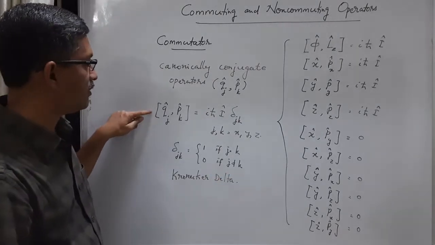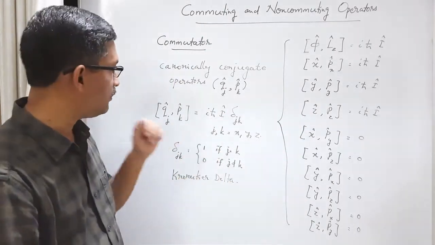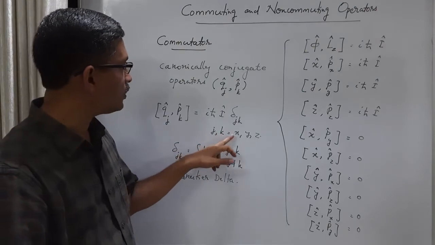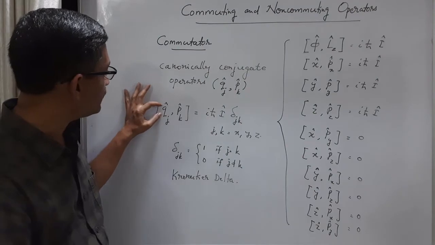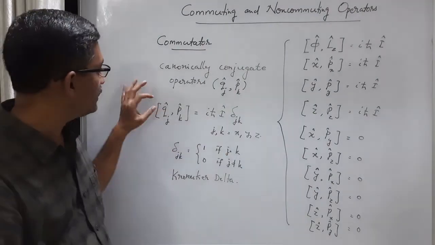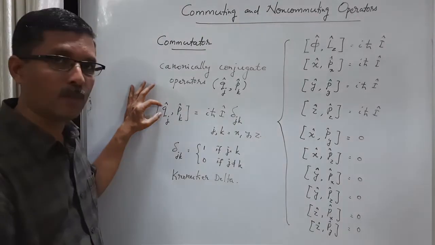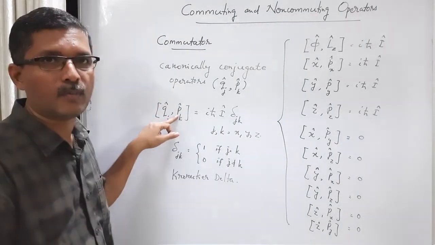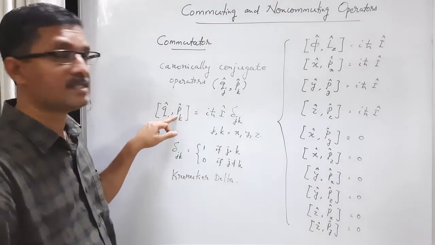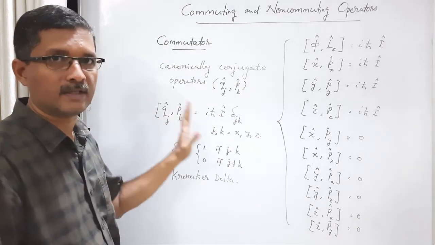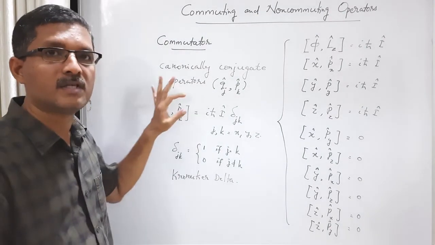This particular equation represents all these commutation rules in a compact form. Okay, let us see what it is. Suppose j is equal to k is equal to x. Then we have qx, px. Suppose q represents position coordinate or position operator, then p represents linear momentum operator. If q represents azimuthal angle, then p represents z component of angular momentum. So q is generalized position, p is generalized momentum.